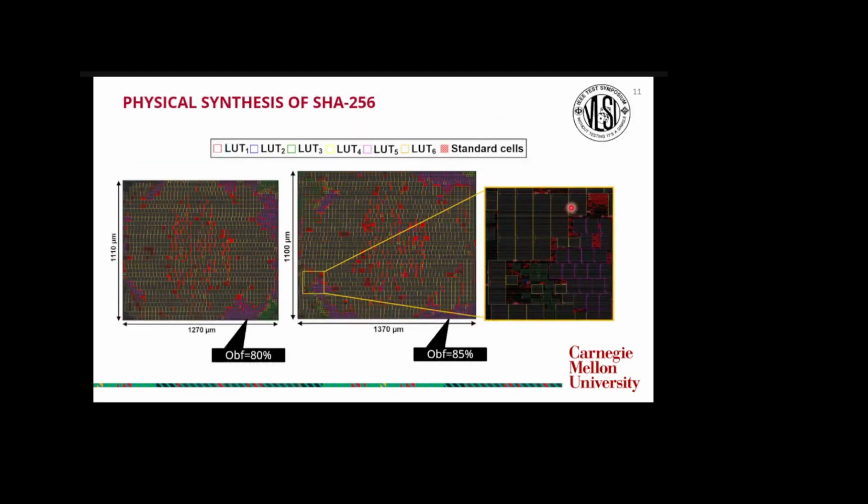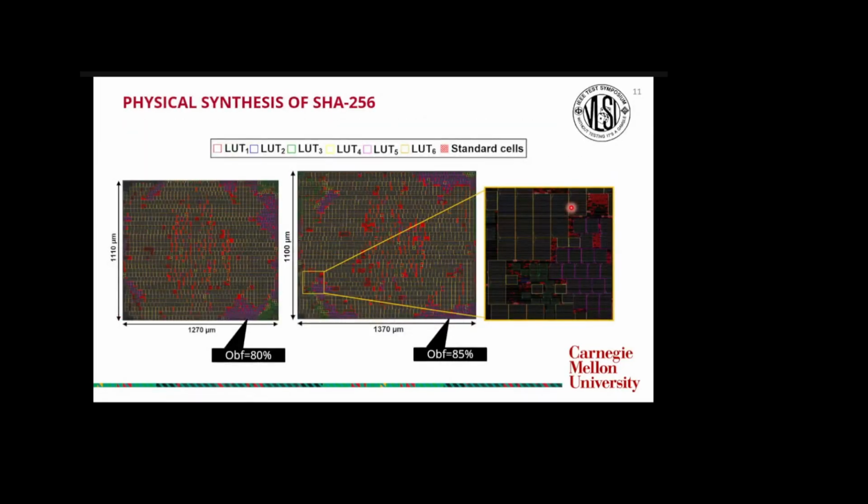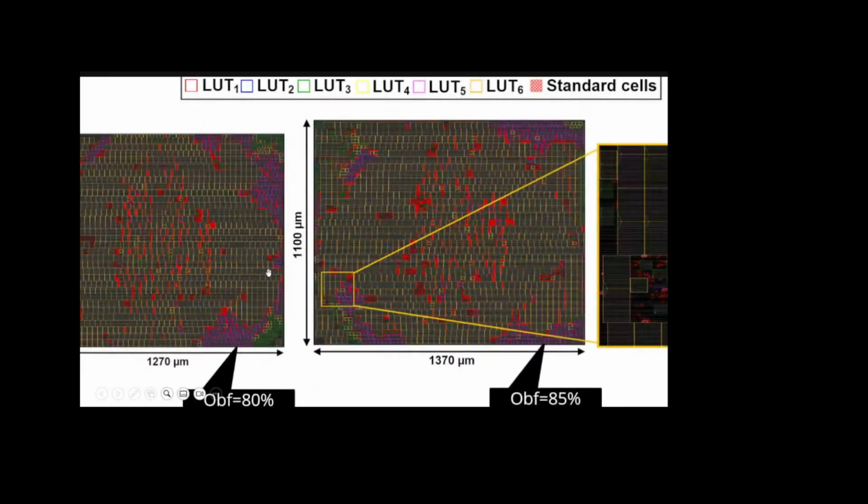Let's do a little bit more analysis. Previously, we had the 85% variant now, right? We increased a little bit the obfuscation level, and we try to see how the placement of the lookup table happens in the design. So we see we have a similar kind of trend. We can see a kind of regular tiles that are placed.